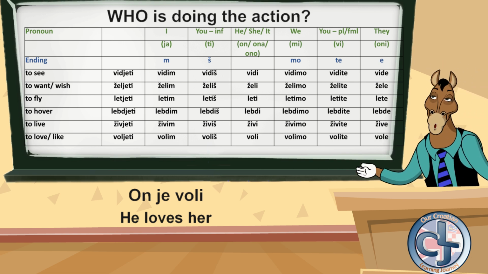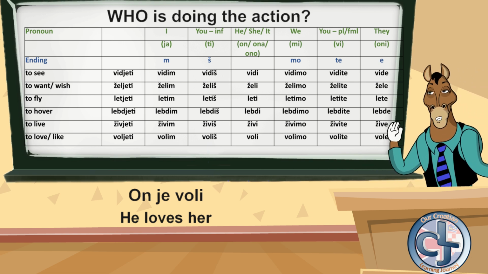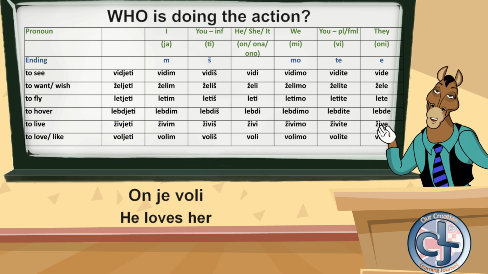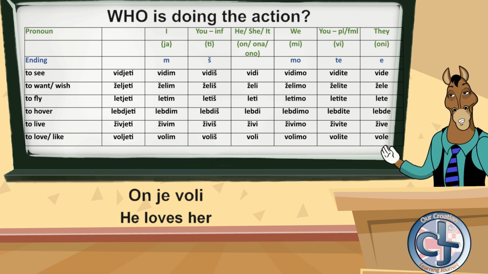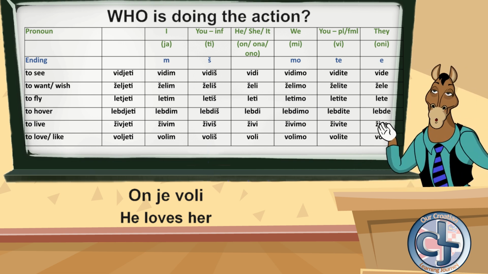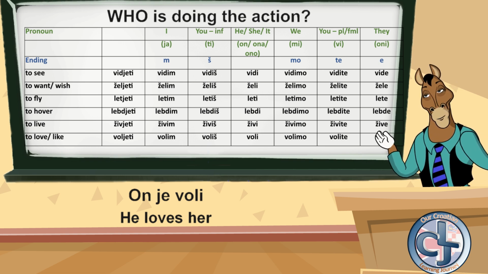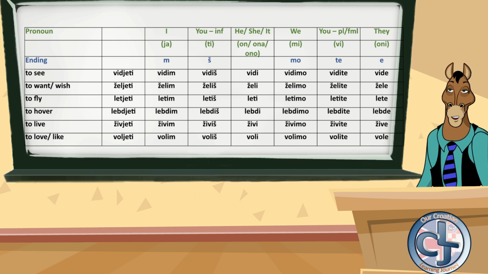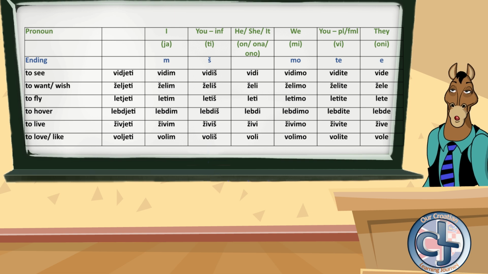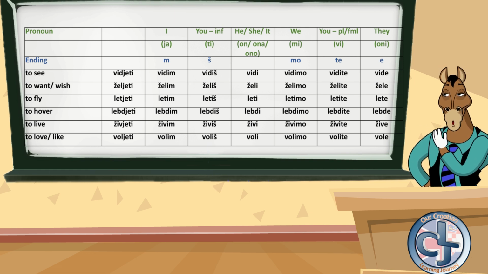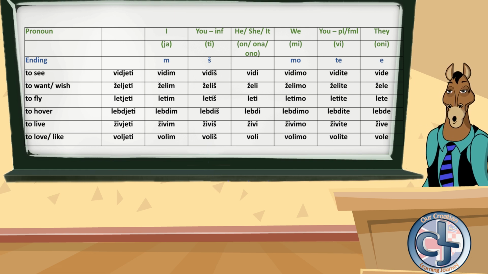And remember, the reason we write on je voli and not on voli je is because the enclitic, in this case her, in the accusative case which is je, must come second in the sentence. Some of these lend themselves to the locative case, like in the sky, and others to the accusative. You will find exercises containing type 3 verbs in both of these cases.